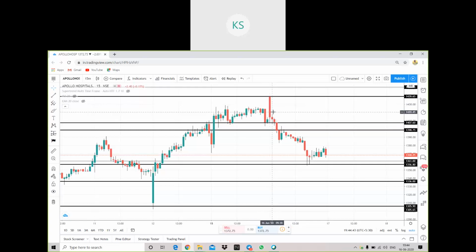So whenever I'll get a closing out of this range, either on the downside or on the upside, if the closing is on the downside, I'll go for sell. If my closing is on the upward side, I'll go for a buy. For example, see this position here. I got a closing out of this range on the downside. So I will go on the sell side.